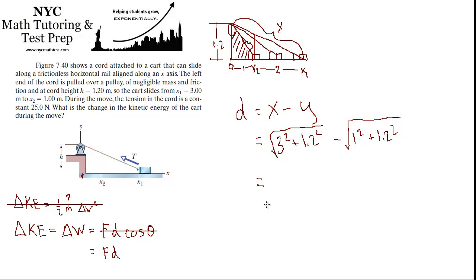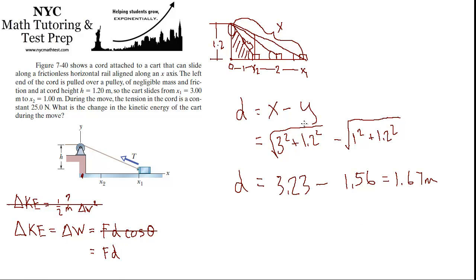That first part is 3.23. By the way, this is meters. I'm not showing the units here. The square root of 1 squared, which is 1, plus 1.2 squared is 1.56. So the difference between those two is D. That's how much was pulled past the pulley. 3.23 minus 1.56 is 1.67 meters.